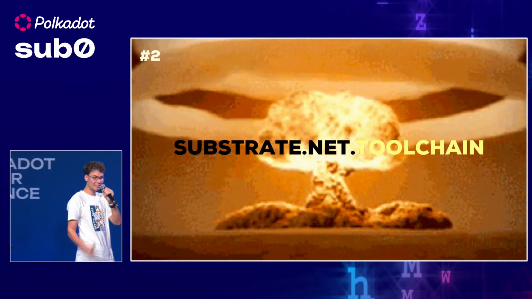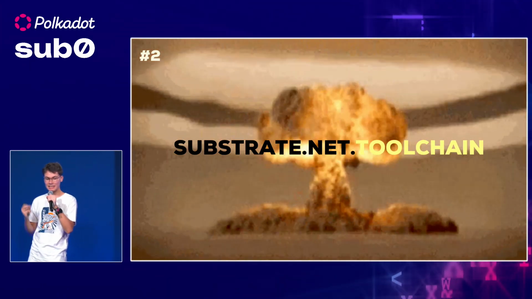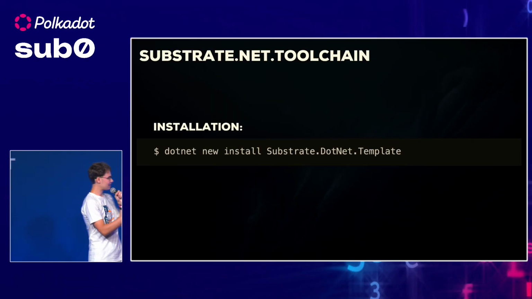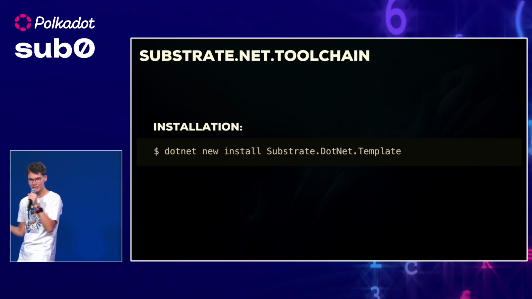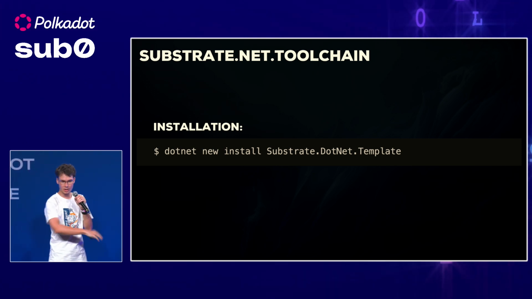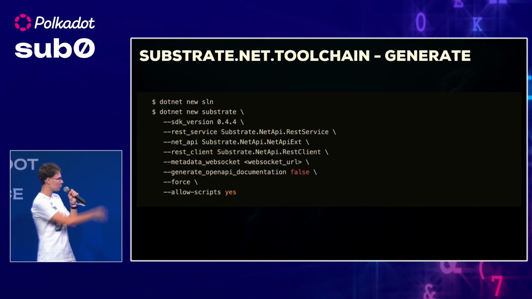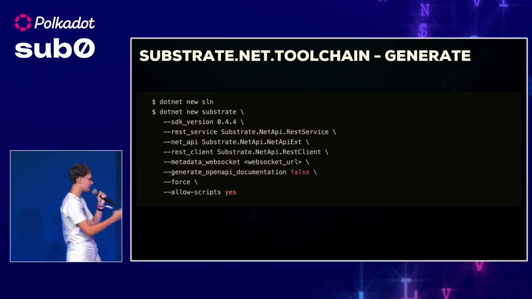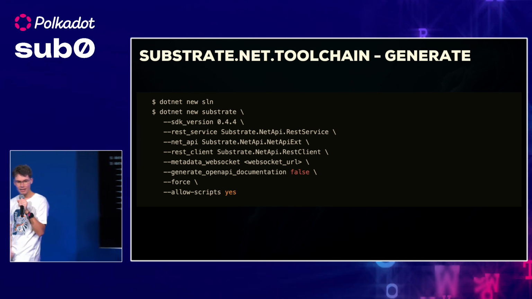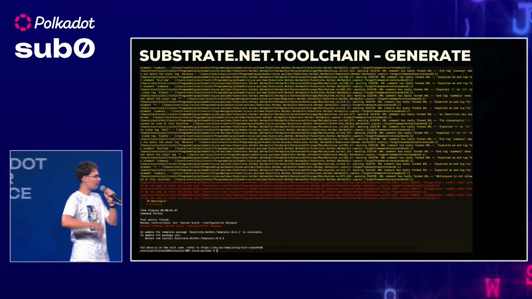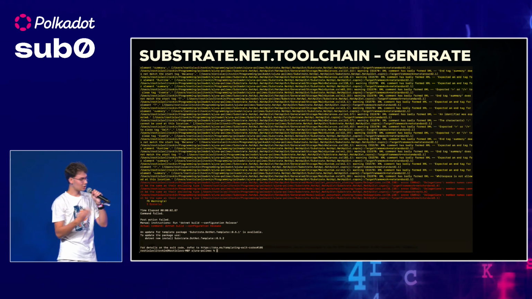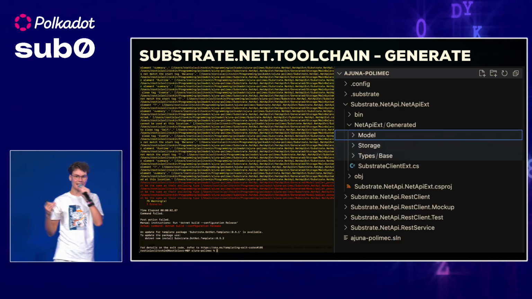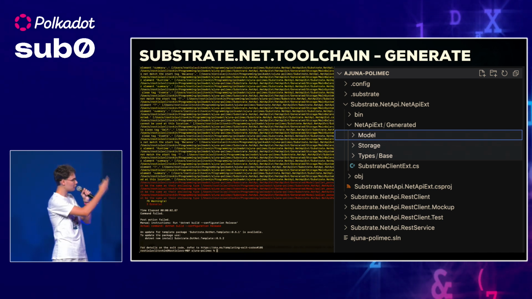Then we've made this really powerful tool, which is called the sub0.net toolchain. You download it just by this simple command, and you don't need to worry about it. You can find it in the documentation, and you can just copy and paste it. Then you will also copy this line of code. You will have to fill in your details, like your WebSocket URL. But when you run it, it will generate a bunch of code, which will look like this. It will create a C# representation of the whole chain.